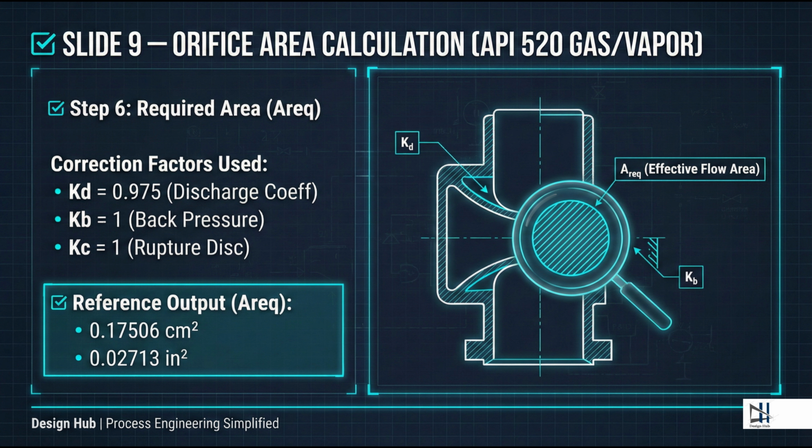Now we apply the API 520 gas or vapor equation to calculate required orifice area. We use discharge coefficient KD as 0.975, back pressure correction KB as 1, and combination correction KC as 1. And the final required area comes around 0.175 square centimeters, which is 0.027 square inches.